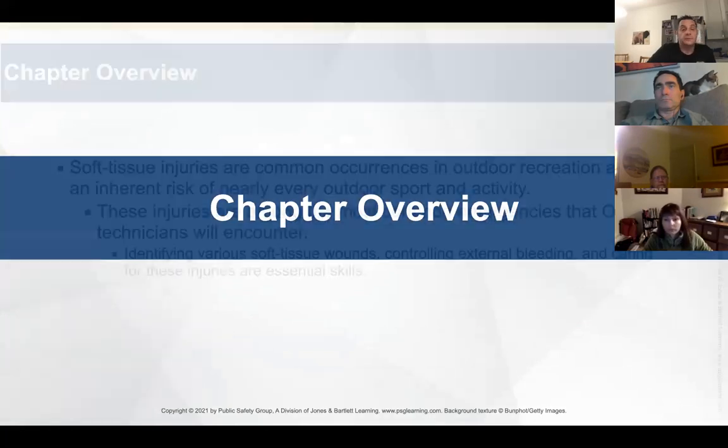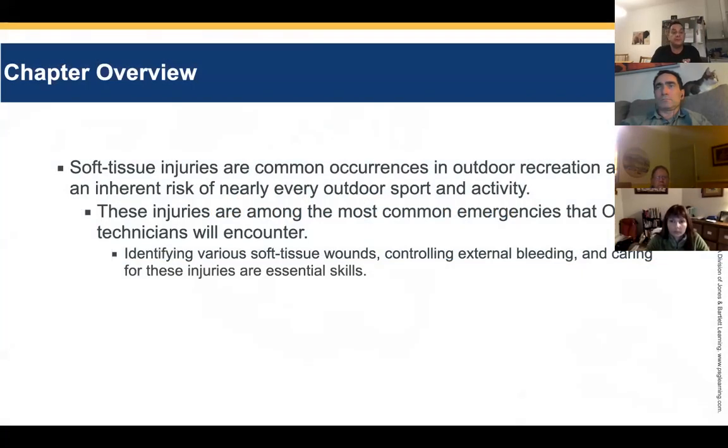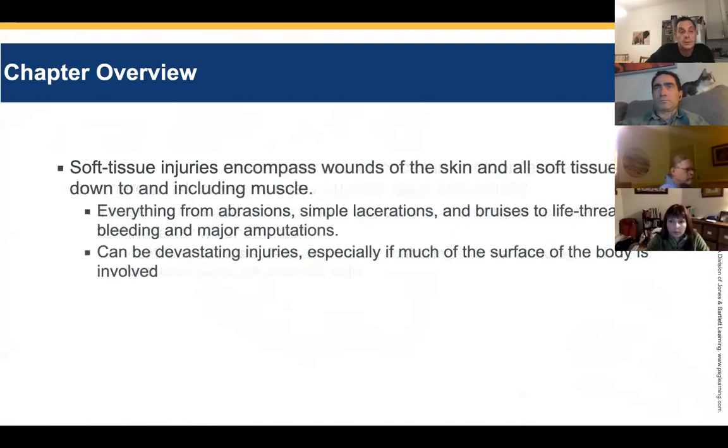So, chapter overview. We're going to look at soft tissue injuries. These injuries are among the most common emergencies that you're going to deal with. Cuts, lacerations, falling, breaking the skin open. So controlling external bleeding and caring for these injuries are essential skills, and they're very basic skills to do.